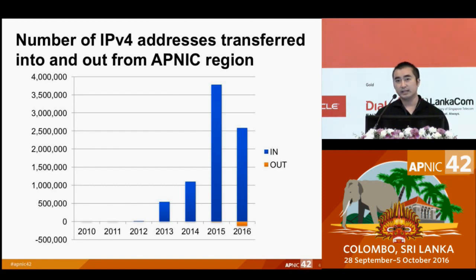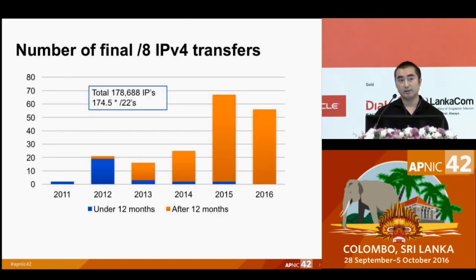So those stats were about IPv4 transfers in general. The following stats will be more of the transfers of the final /8, or the 103/8 portion only. So these were the addresses that were delegated on the final /8 policy. So this slide shows the transfers of the final /8 addresses.